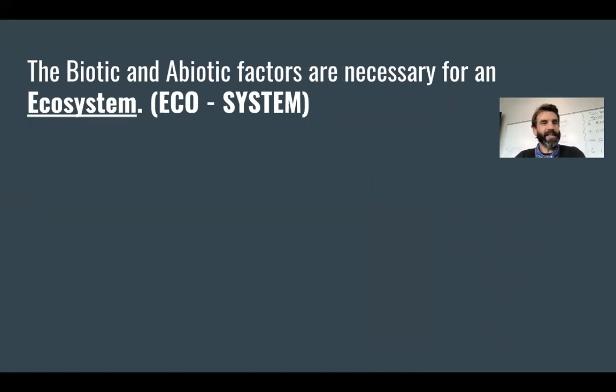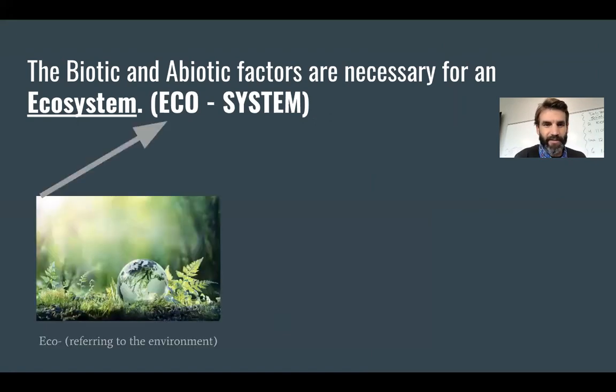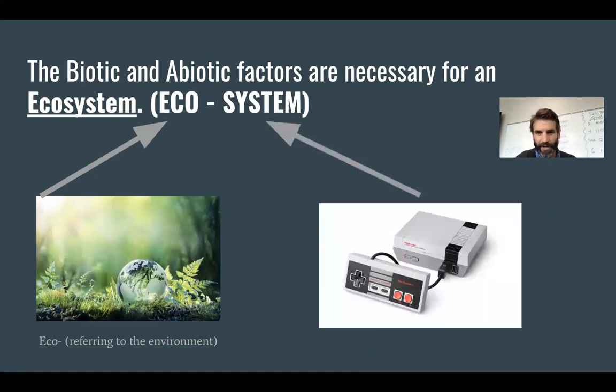Then we broke down, we said the biotic and abiotic factors are necessary for an ecosystem. The living and non-living things are necessary for an ecosystem. So what is an ecosystem? Well, eco we had seen before in ecology is referring to the environment. And then my little joke here with my original Nintendo Entertainment System, is that what we meant? Well, kind of. I mean, it is a system. It has interacting parts for a greater whole.